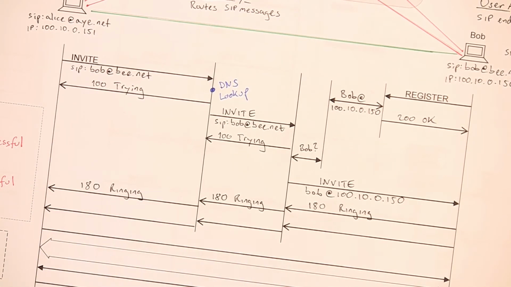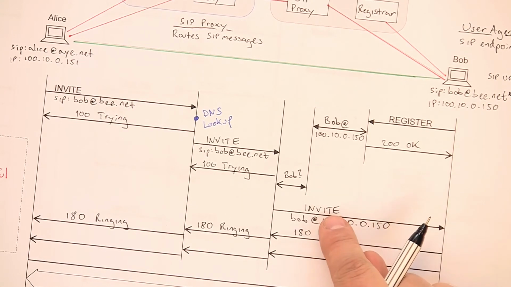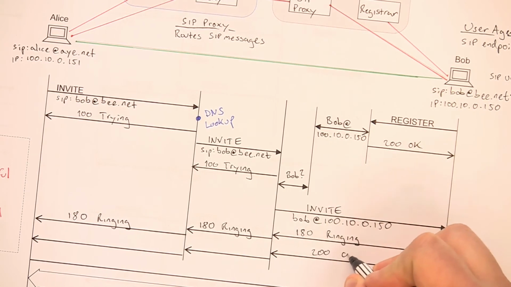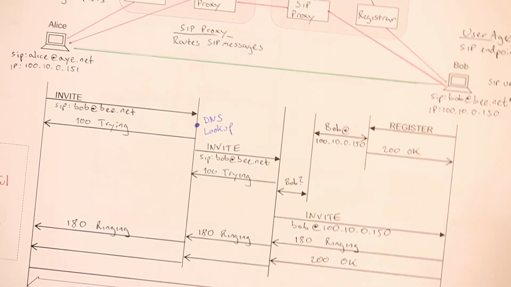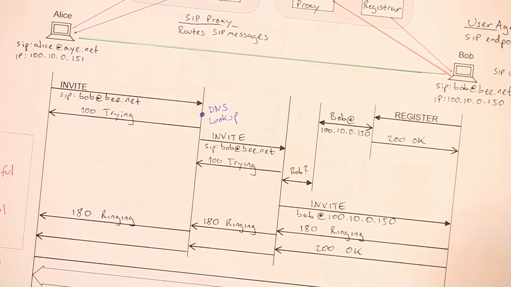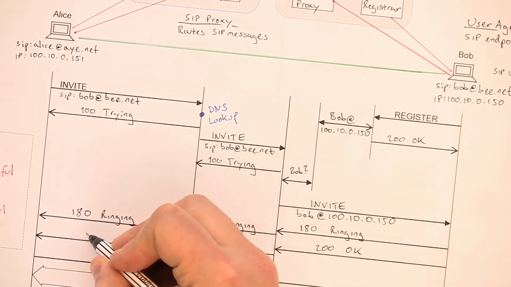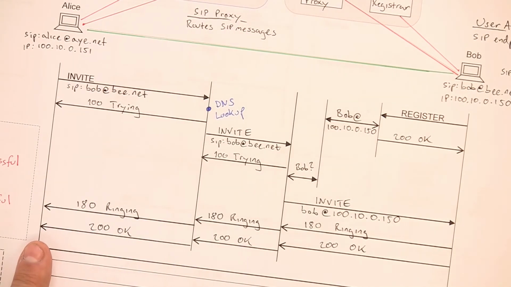Eventually Bob picks up the phone. That will be with the creation of the final response to this invite. The final response is 200 OK. If he picks up, the successful response for invite is 200 OK. That means Bob picked up the phone. So this will be sent all the way back to Alice's phone over there.